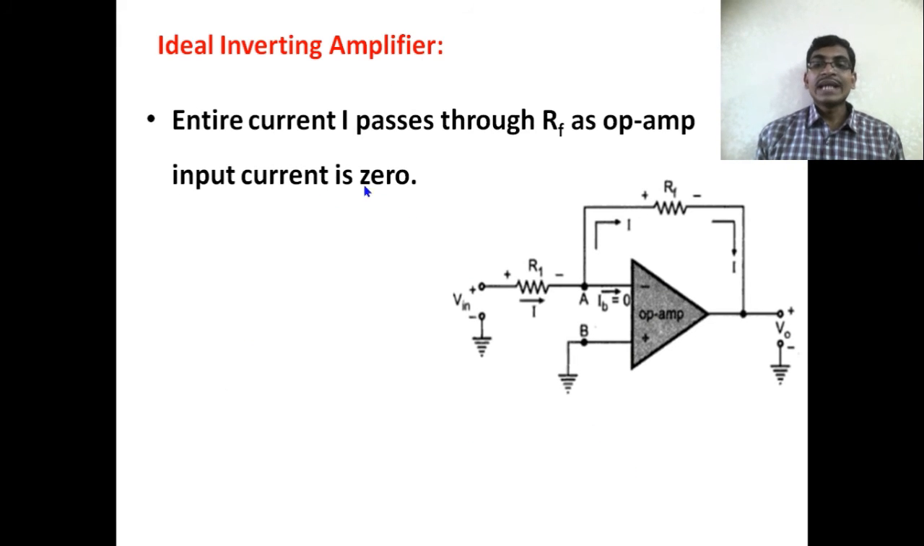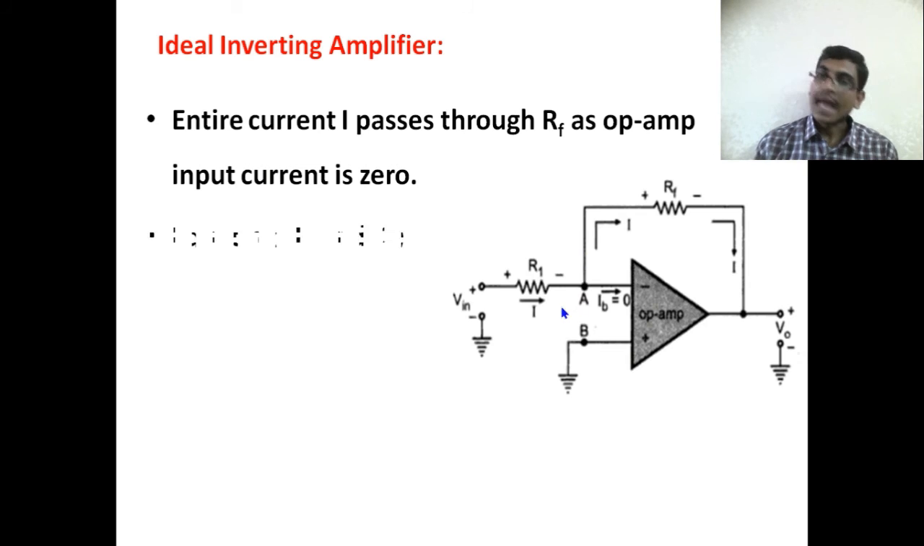Okay, so the entire current I passes through RF as the op amp input current is 0. In this node, you can observe the entire current I is flowing in the feedback section only, the RF section only, not going into the operational amplifier. IB is equal to 0 because the input resistance of our op amp is very high, so no current will flow into the operational amplifier. Therefore, this I is approximately equal to the feedback section current.